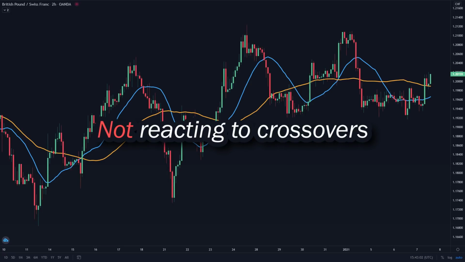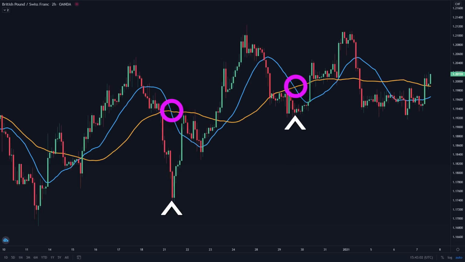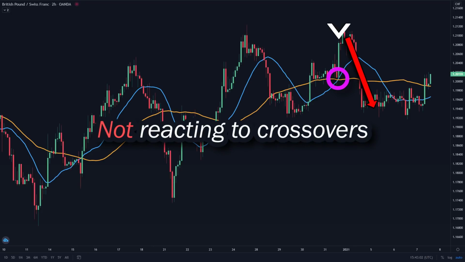Here we can see that the moving average crosses over downwards. But instead of following the crossover and also heading downwards, the price instead reverses and heads back up. And now you can see it again here. The moving average crosses upwards, but the price instead went downwards. So clearly, this market has a history of not reacting to the crossover. And so I will not use the crossover strategy on this market.